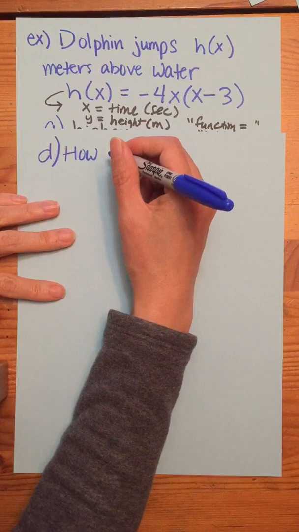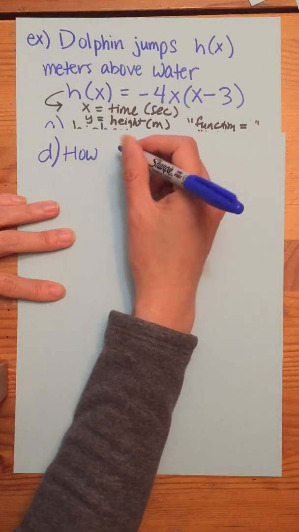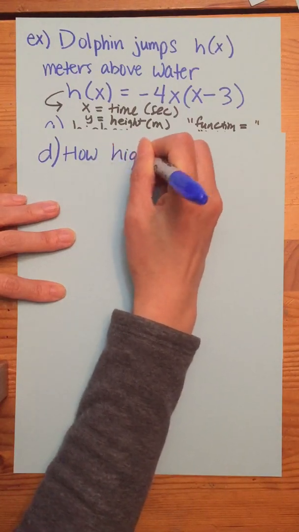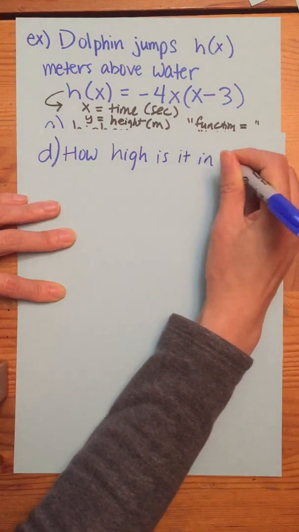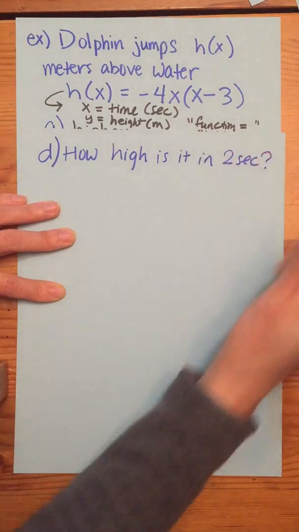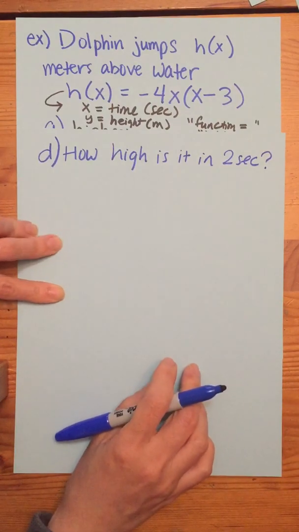They could also ask for sometimes another kind of answer. So I'm going to give you an example. They ask how high is the dolphin in 2 seconds. How high is the dolphin in 2 seconds?